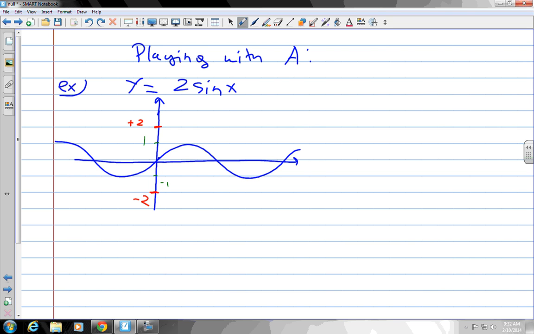So everything is going to look like that, right? All the y values just doubled. So this would be the graph. Is that okay? Any questions on this? Straightforward?